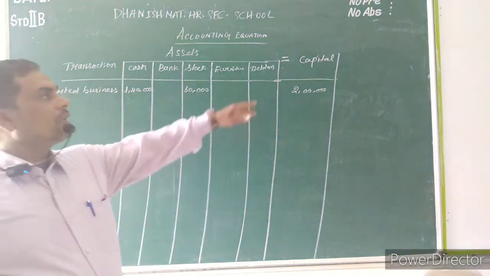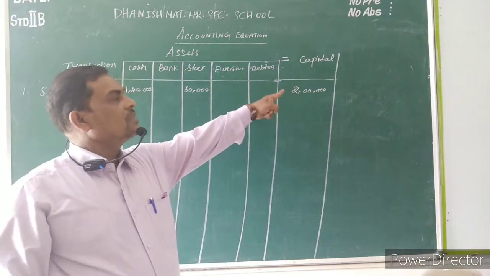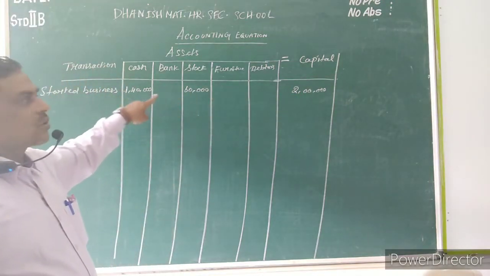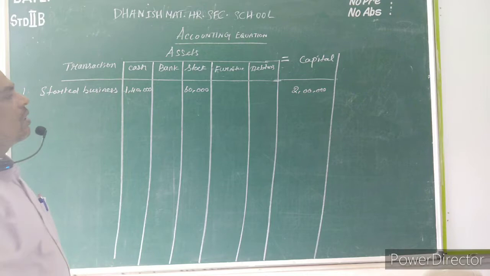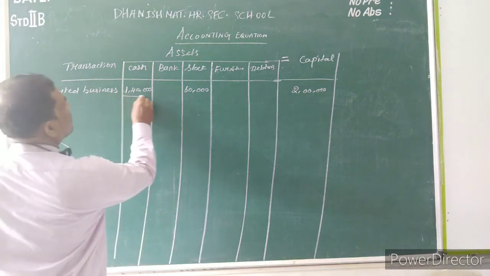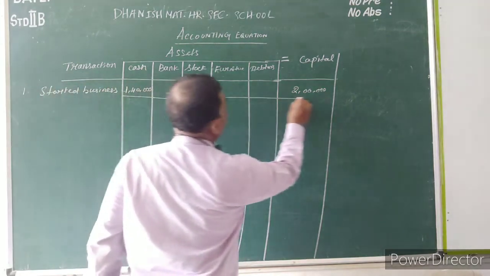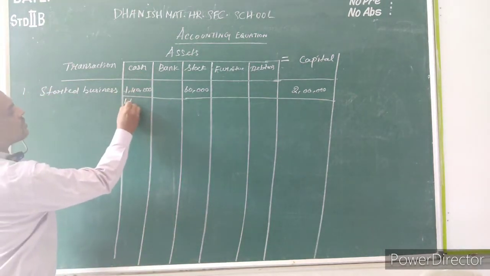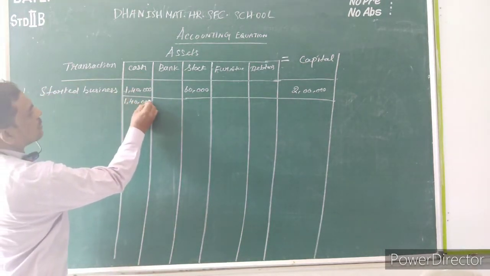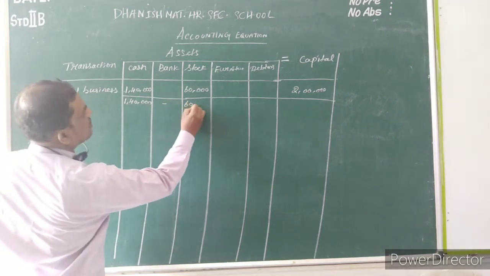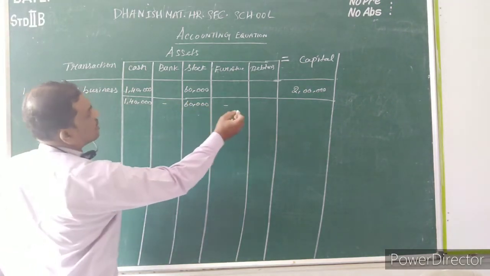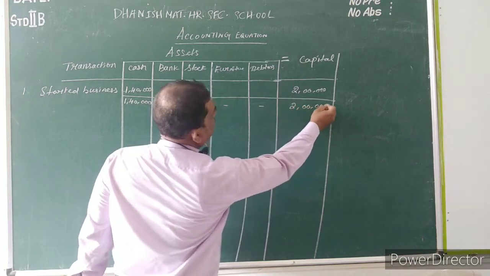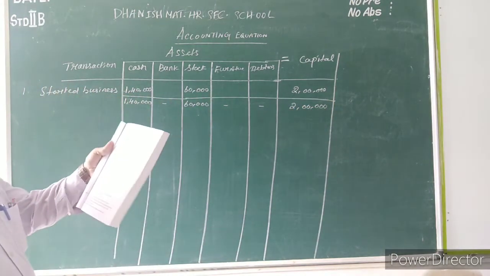He started business, means he contributed capital in the form of cash 1,40,000 and stock 60,000. Once the transaction is over, you have to put a big underline, and now you add. Here only 1,40,000 is there, you just put 1,40,000, dash here, 60,000, dash here, 2 lakhs.